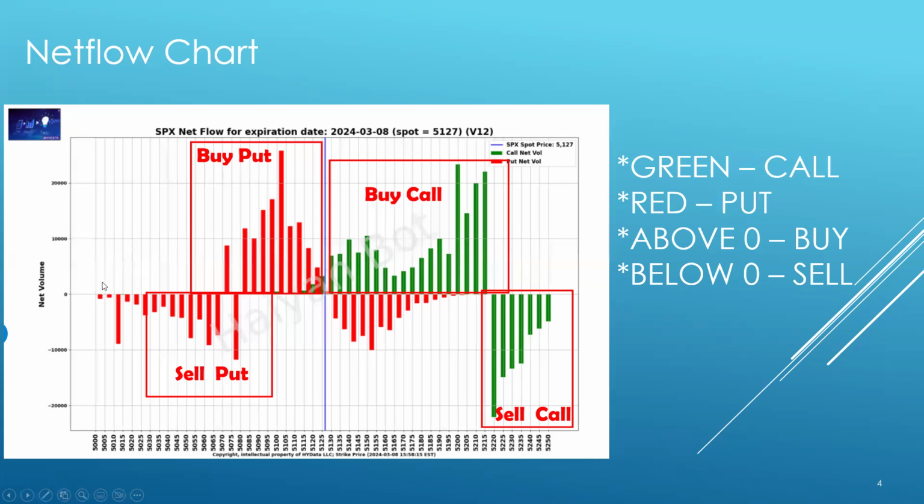On this chart, if a bar is above the zero axis, it's buy, for the buyers, and if it's below, it's sell, for the sellers. So the green bars above zero are buy calls, whereas the green bars below zero are sell calls. The red bars above zero are buy puts, and the red bars below zero are sell puts.